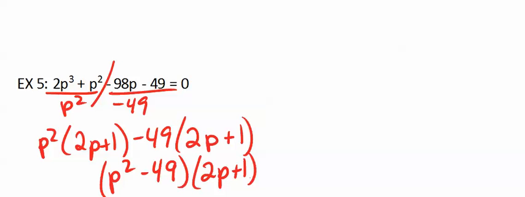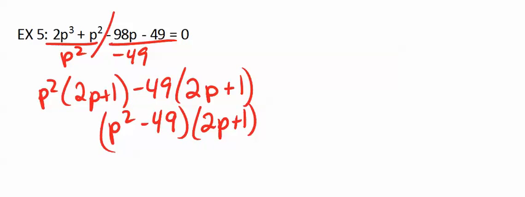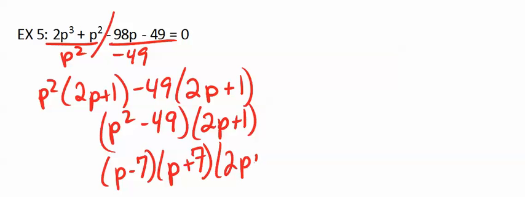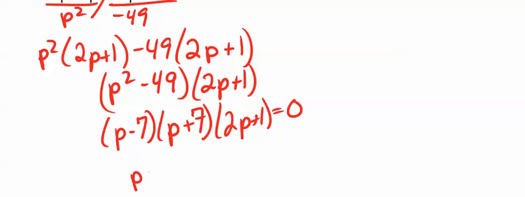You'll notice in this one that the p squared minus 49 is actually still factorable. So I'm going to do p minus 7 and p plus 7. And then what I'll do is set each one of those to 0. So p could equal 7, negative 7, or negative 1/2.